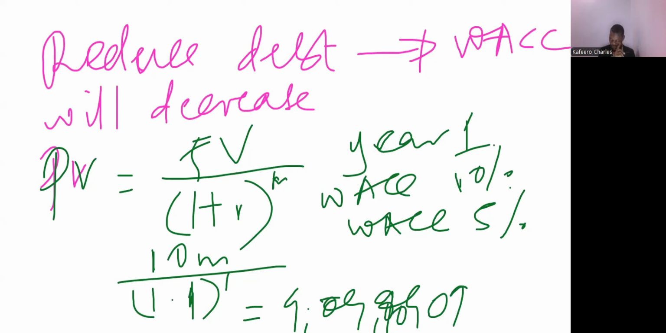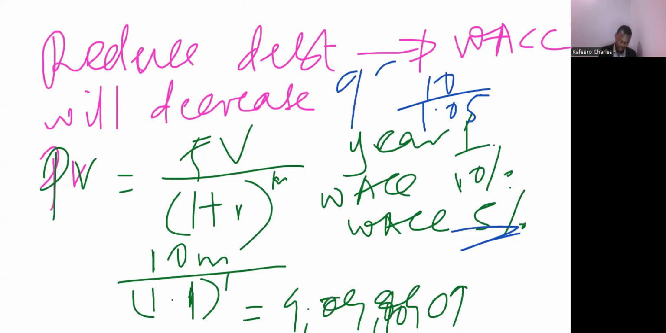So what is going to happen is that, when you have reduced it, it will be 10 million divided by 1.05, because this is 5%, when you are using the other 5%. So it is going to be the 10 million divided by 1.05. This is going to give you 9.5. Are you seeing that the overall value is changing? So the overall present value of the cash flow is going to be increasing.